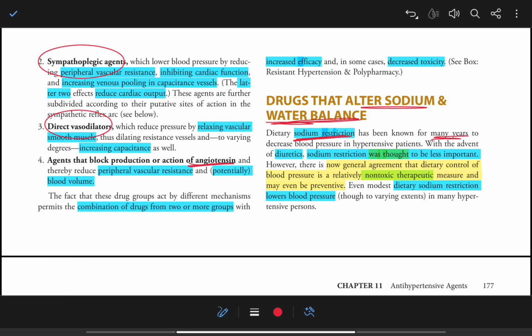Now, when the idea of diuretics was brought up, most patients felt that sodium restriction was now less important. That's what they thought. It was thought that if we continued with sodium restriction, it wouldn't really play any more role. But it has been shown that if you can continue with salt restriction, that is to say sodium restriction, it is even safer. It is a relatively non-toxic therapeutic measure. So you should not say, oh, I'm already taking diuretics, no need for me to restrict my sodium intake. No, you must continue with restriction of sodium intake.